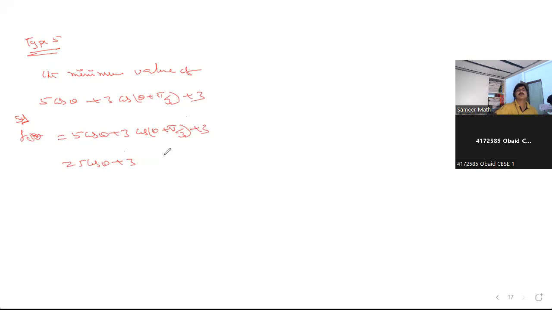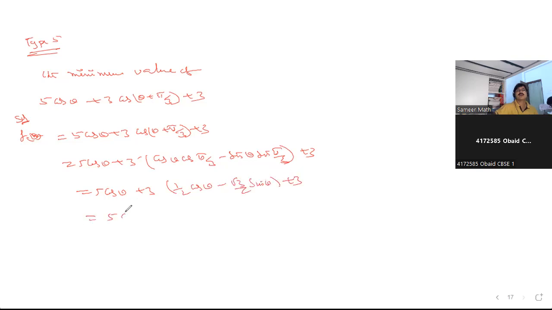Hope you understood. cos θ cos π/3 − sin θ sin π/3, and 3 is also there. So 5 cos θ + 3 (cos π/3 is 1/2) times cos θ, minus √3/2 sin θ, plus 3. Now you see 5 cos θ + 3/2 cos θ − 3√3/2 sin θ + 3. After simplifying only we will get the correct answer: 13/2 cos θ. Now we got it in the original format.